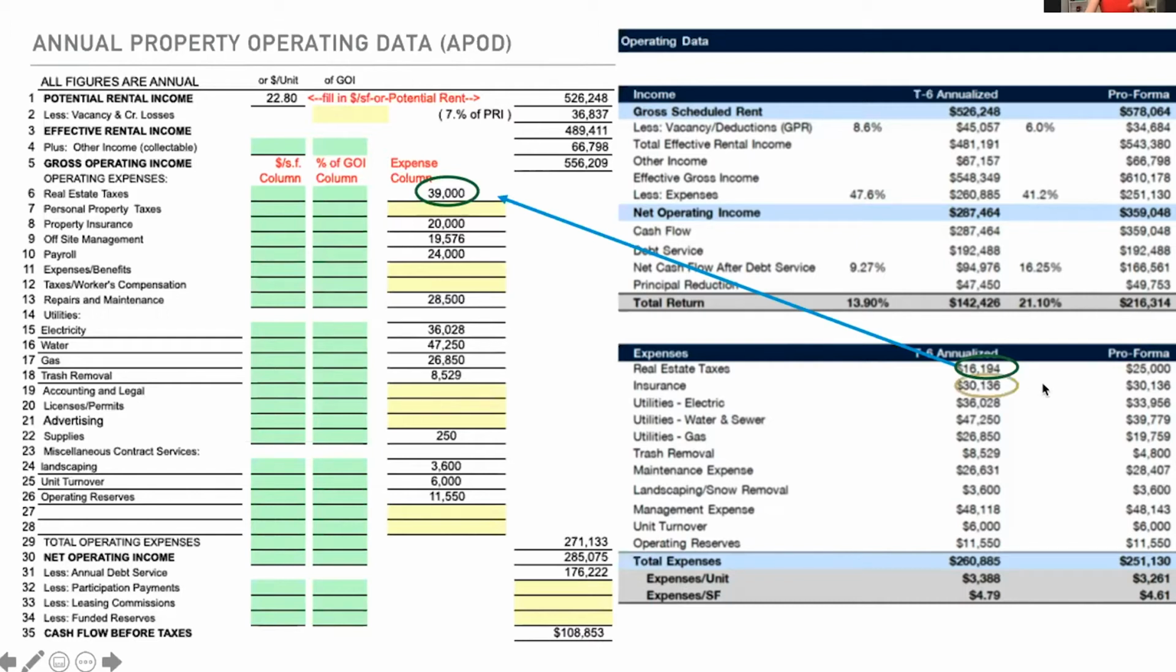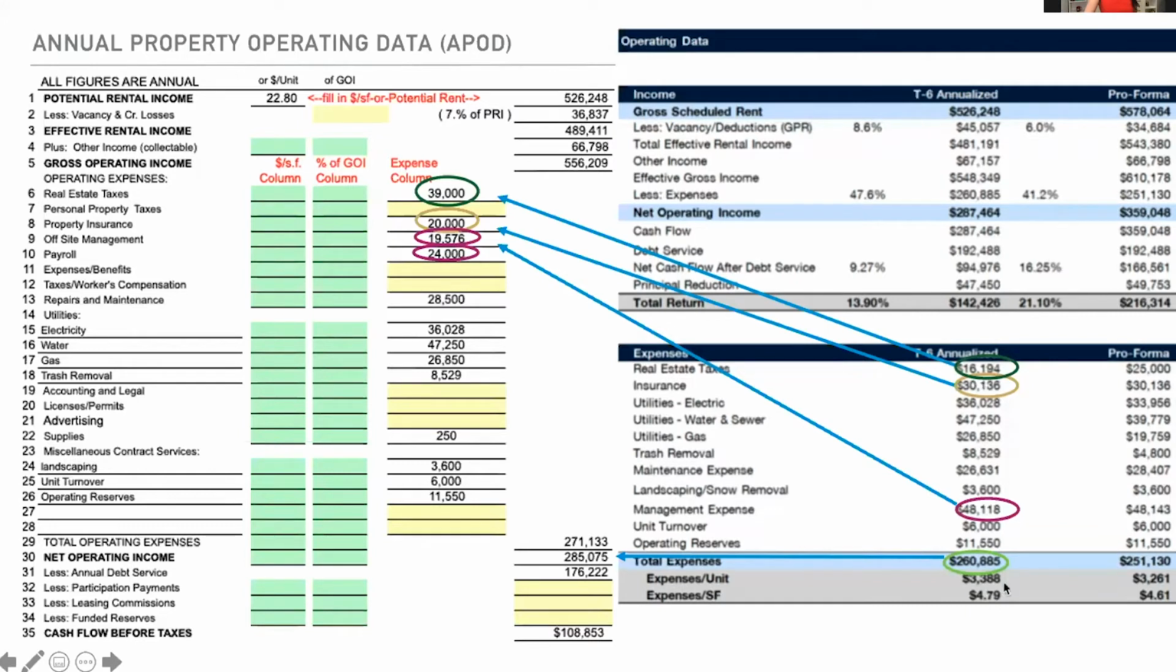So there are going to be some numbers that will be different. For example, when we talked to our insurance person, they told us that this building is about a $20,000 quote. So we adjusted that, 30,000 versus 20,000. And then also the management expenses, they put down 48,118 here. And we did a 5% offsite management fee plus the payroll, because if you have 77 units, you most likely have an on-site person as well. So we're going to add in the payroll cost there.